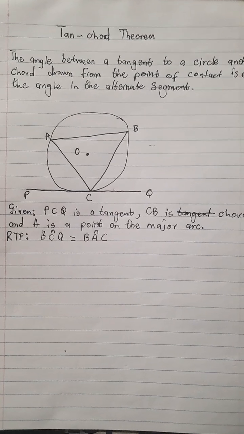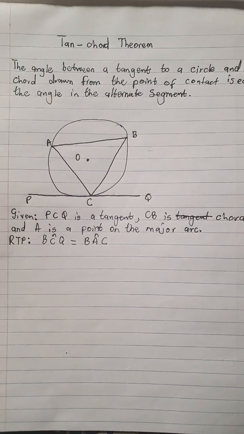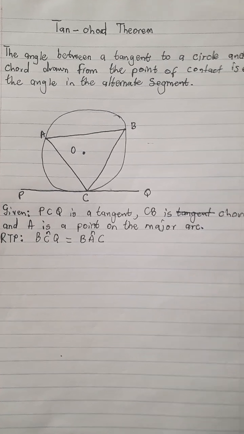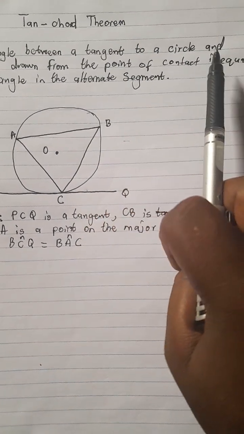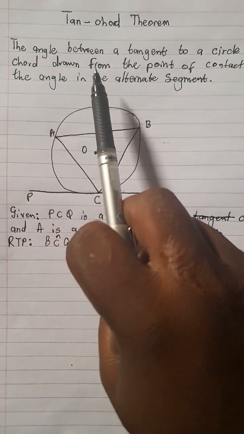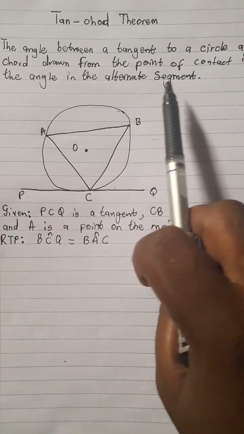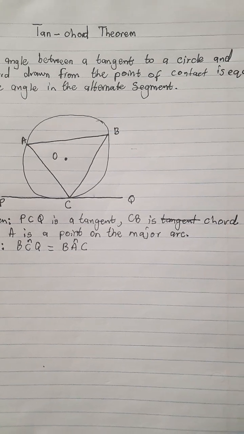Hi guys, in this video we will be looking at the tan-chord theorem. It states that the angle between a tangent to a circle and a chord drawn from the point of contact is equal to the angle in the alternate segment.